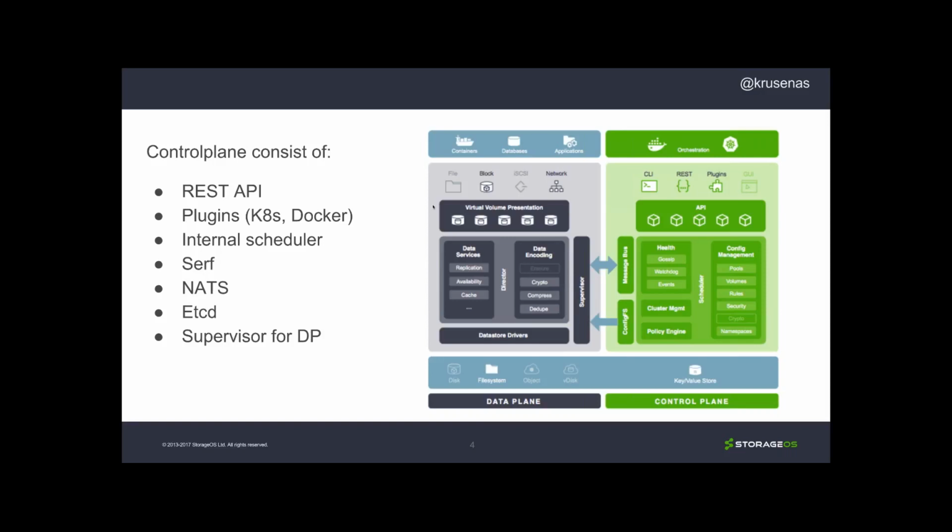The control plane provides a REST API for the CLI, UI, and plugins like Kubernetes. Then it has an internal scheduler for placing volumes, ensuring replication, and ensuring health of the cluster. It also has built-in NATS, etcd, and a supervisor. So basically, the control plane runs the data plane as a supervisor.